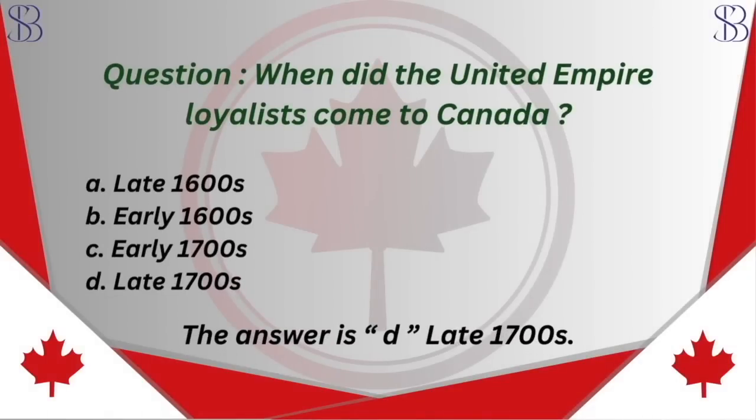Question. When did the United Empire Loyalists come to Canada? A. Late 1600s, B. Early 1600s, C. Early 1700s, D. Late 1700s. The answer is D. Late 1700s.